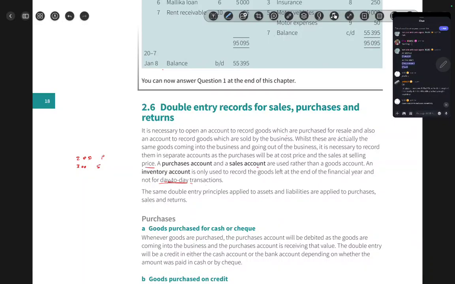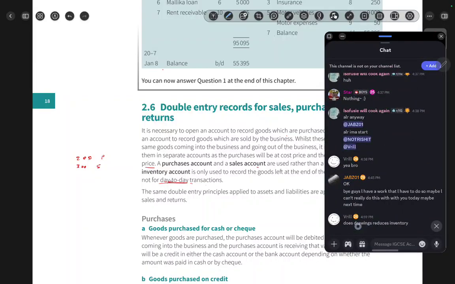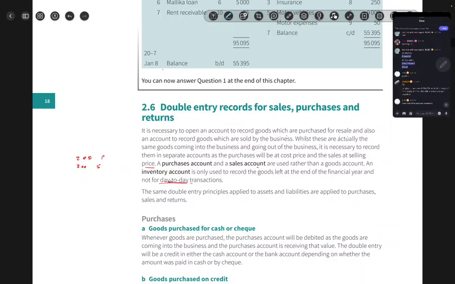This is why this question is answered: does drawings reduce inventory? Normally, yes, according to common sense it does reduce inventory, but you won't write it in your inventory account. You will write it in your purchases account, and whatever goods are left, you do your inventory account stuff at the end of the year. We don't want to make our inventory account crowded, so we write everything in the purchase account, and the inventory account is just the end.